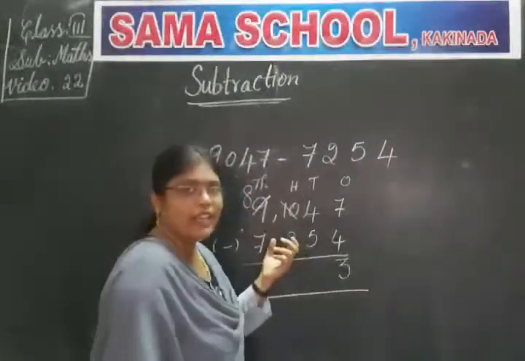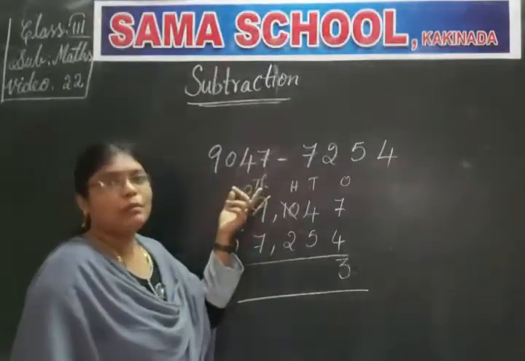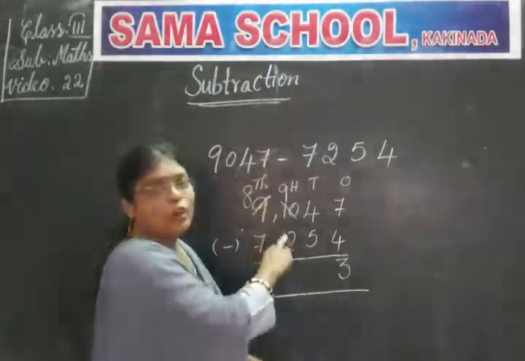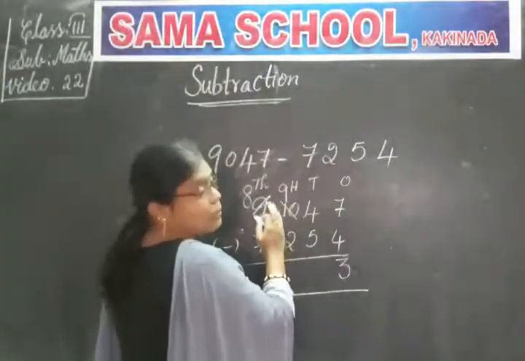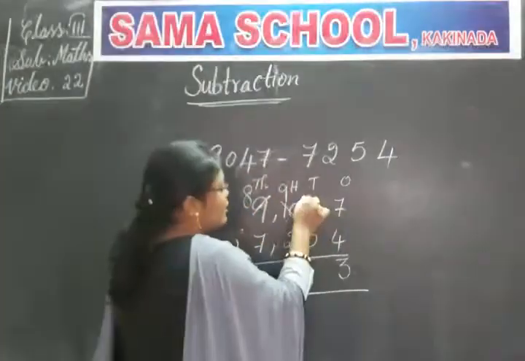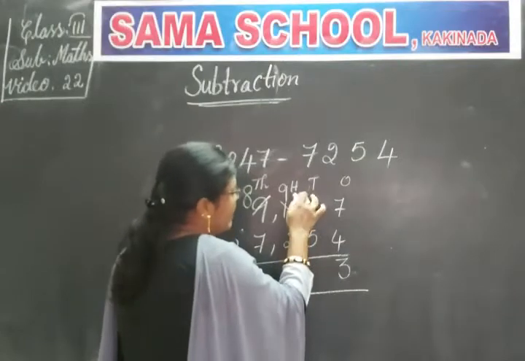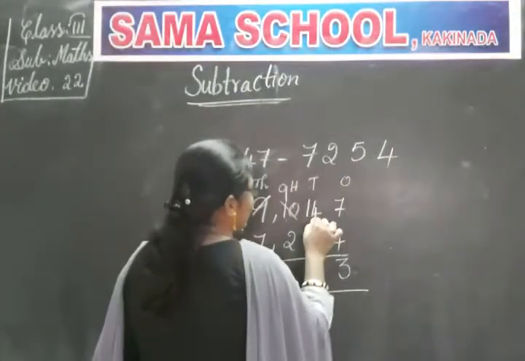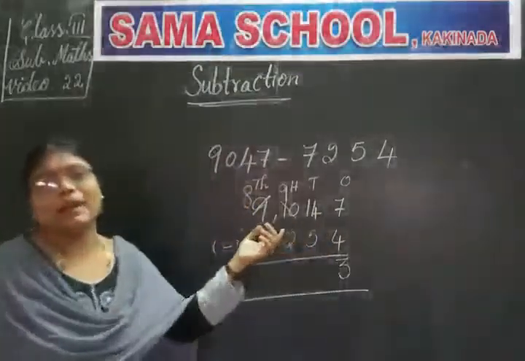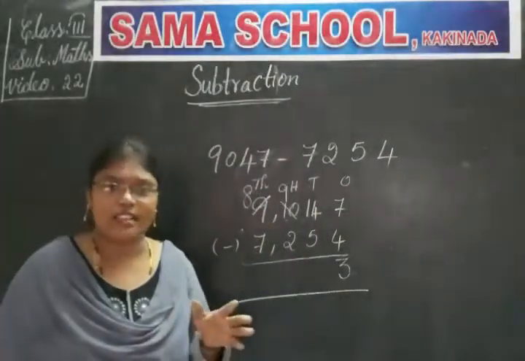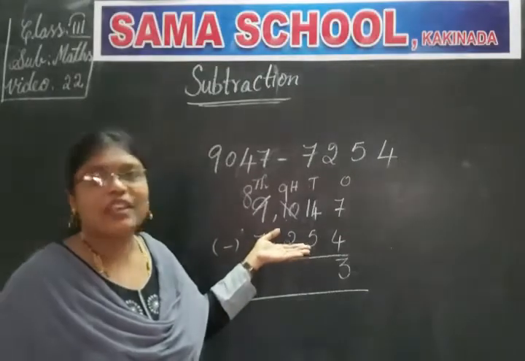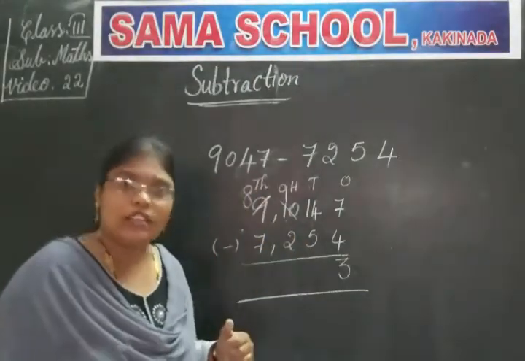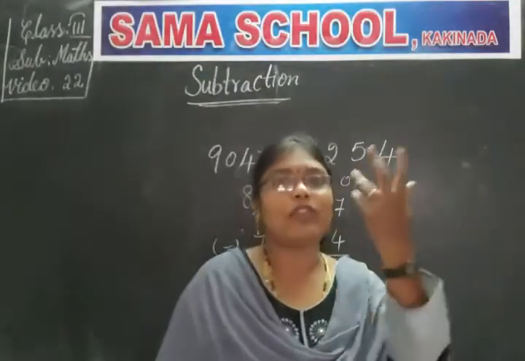So strike off 10. And what is the before number of 10? 10 minus 1, 9. And this borrowed 1 moves to tens place and joins 4. And this 4 became 14 now. See children, now your subtraction became very easy. Now you can subtract 5 from 14. Yes or no? Come on, subtract 5 from 14.